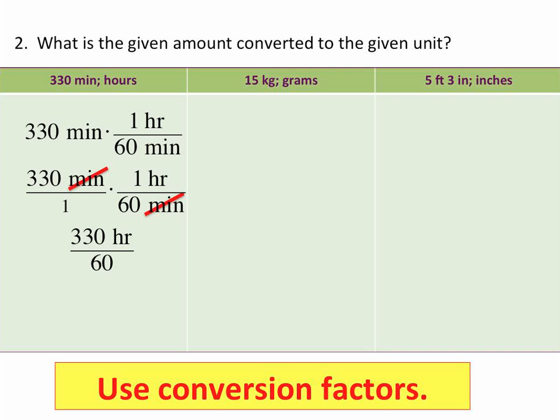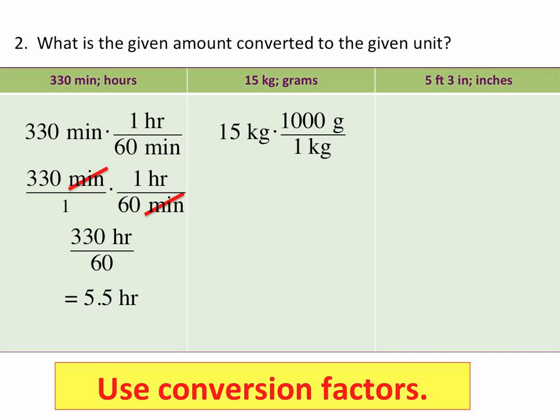Go across the top, multiply. You'd wind up with 330 hours. And on the bottom, you just have numbers now. So 1 times 60 is just 60. And now if you just simply divide that, 330 divided by 60, you'd get 5.5 hours. All right, so pretty easy to do once you come up with those conversion factors.